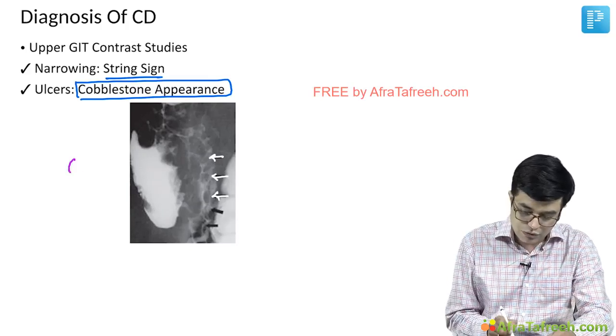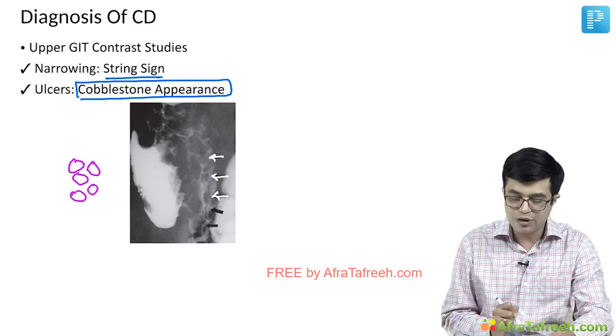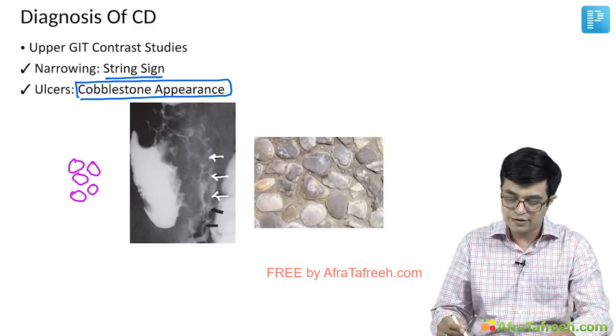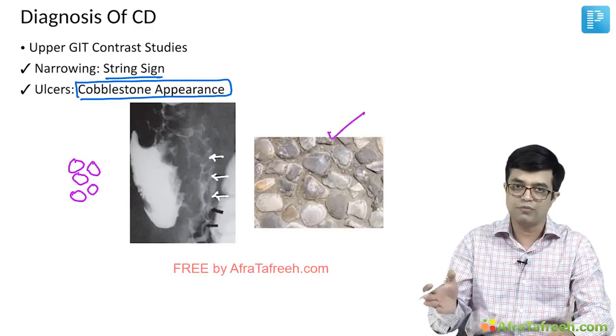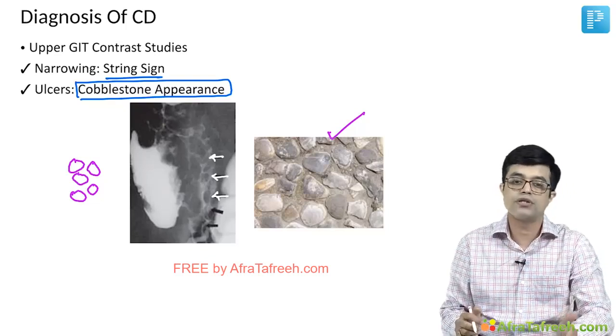So what is cobblestone appearance? Barium will go down into the ulcers, forming their outline like this. That kind of outline is called a cobblestone appearance. Compare this appearance with this. This is the pavement which is showing a cobblestone appearance. So if you find a similar appearance on barium, that is one of the clues for underlying Crohn's disease.